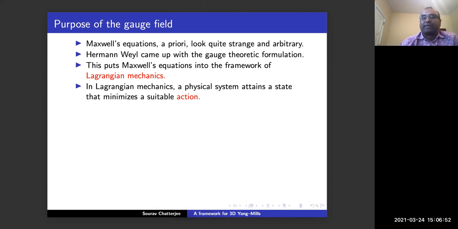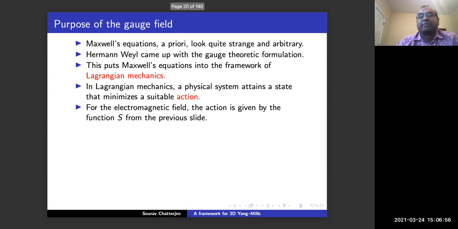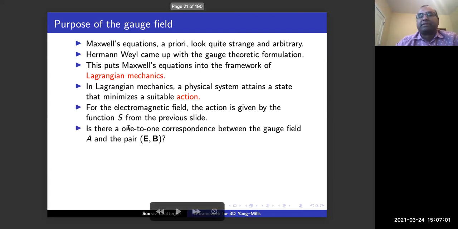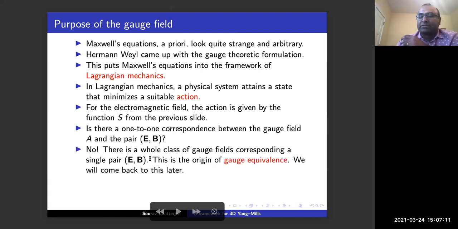So you define the action over space and over trajectories in space and time. And for the electromagnetic field, the action is given by this function S from this previous slide. Now, you can always ask, is there a one-to-one correspondence between the gauge field A and the pair of electric and magnetic fields that you extract from A? And the answer is no. So there is a whole class of gauge fields corresponding to a single pair.